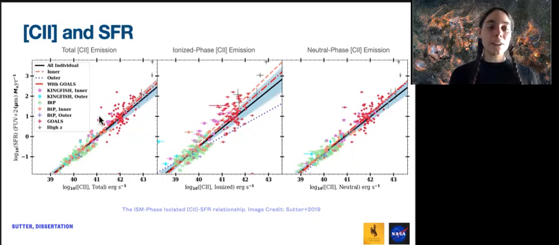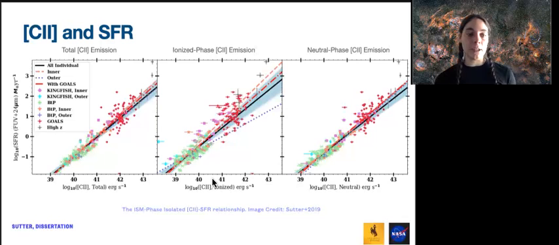And we can see there's not a huge difference between the total C+ emission and the neutral C+ emission star formation rate indicators, because most of the C+ emission comes from the neutral phases. So about 60 to 70% of our C+ emission is in the neutral phases, so there's not a huge difference between total and neutral, so we didn't get a better indicator of star formation rate. But again, what was unexpected for us was how poorly the ionized phase C+ emission did at tracing star formation rate.